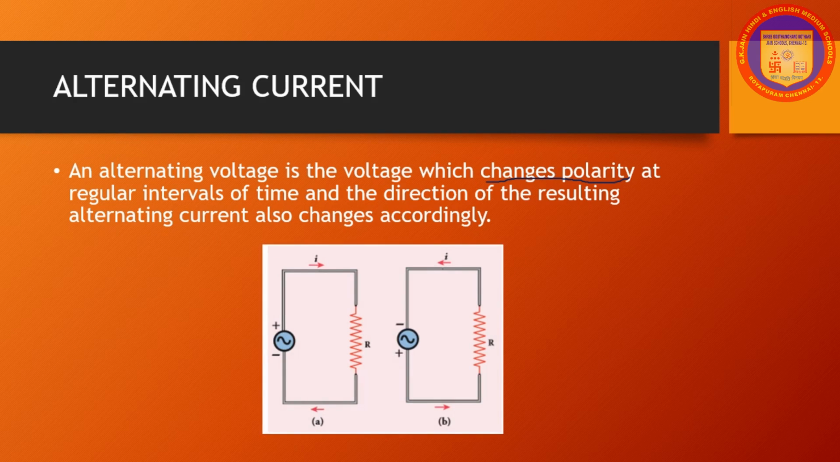The alternating voltage source is connected to the resistor R, in which the upper terminal of the source is positive and the lower terminal is negative. Therefore, the current flows in clockwise direction. After a short time, the polarity of the source is reversed so that the current now flows in the anti-clockwise direction. This current, which flows in alternating direction in the circuit, is called alternating current.